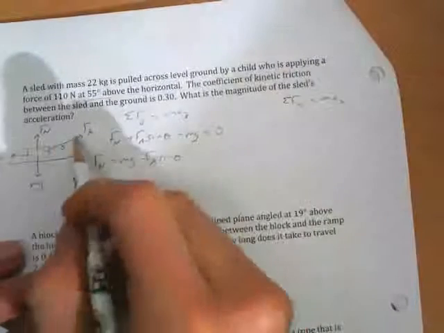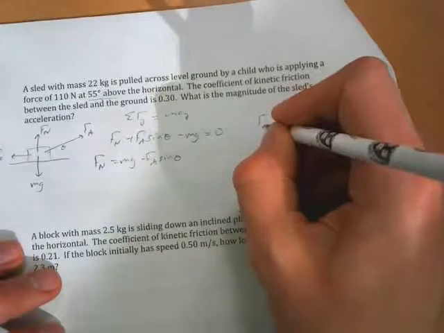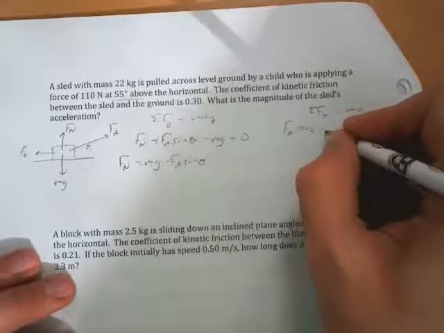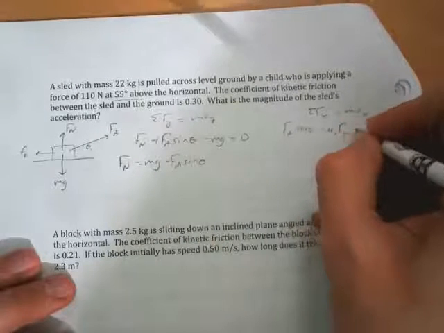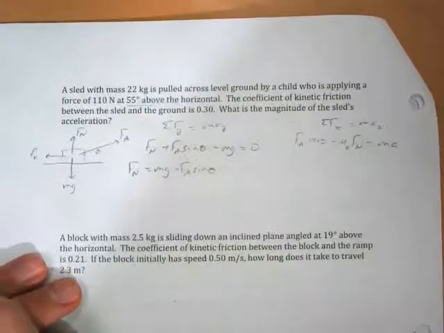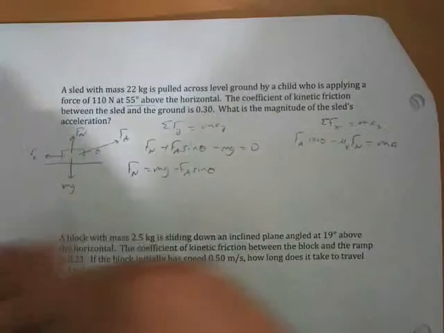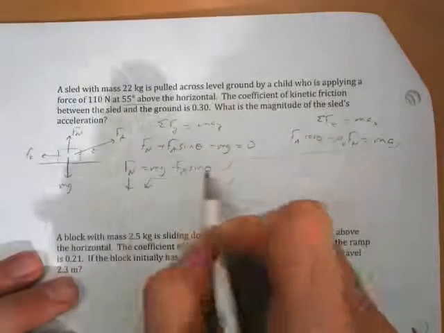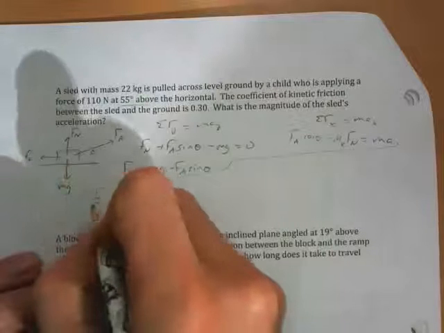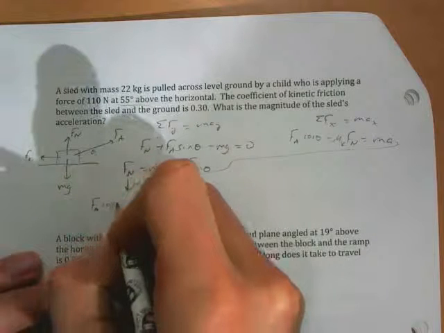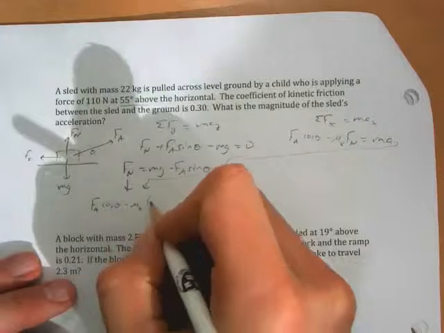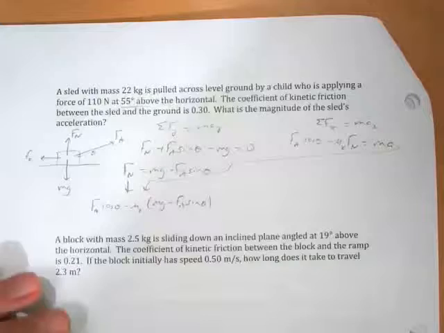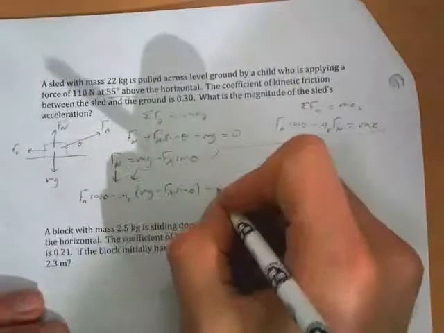In the x direction, we can see we have a component of the applied force, and then in the opposite direction we have the kinetic frictional force, which we know is equal to mu k times normal force. That's equal to ma. Now we know that normal force is equal to this, so substituting, we then get Fa cosine theta minus mu k times normal force, which is mg minus Fa sine theta, is equal to ma.